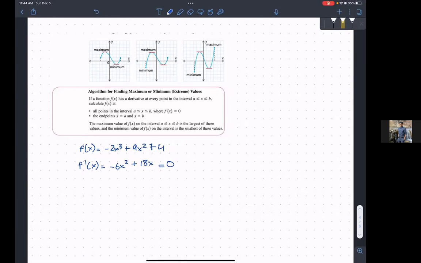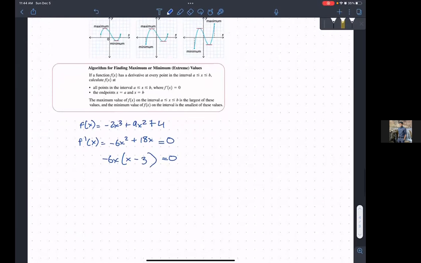So here we could factor out an x. We can factor negative 6x, then we'll just have x minus 3, equals 0. Then we know that x will equal 0 or x equals 3, right? If I put x equals 0 in here, it'll equal 0. Put x equals 3 in here, it'll also equal 0. So these are the two values where it will equal zero, right?